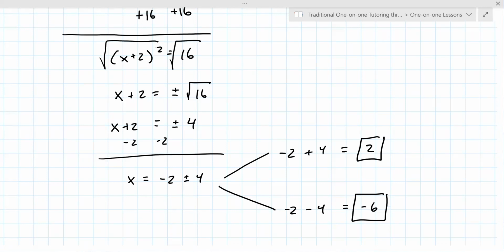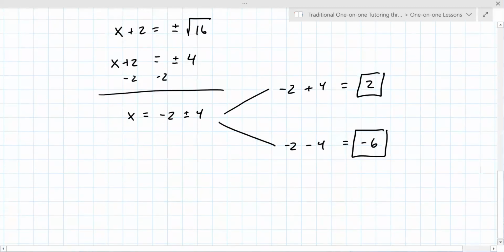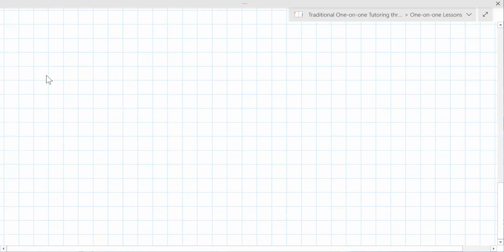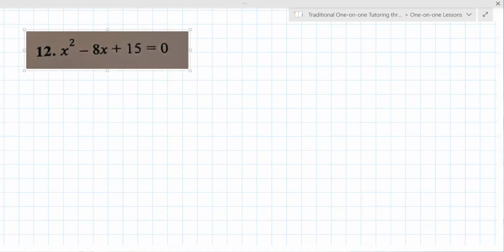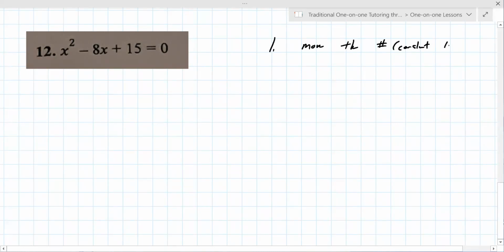All right, so we're going to do question 12, but this one's going to be more organized. Okay, so the very first step every time is you're going to move the constant to the right hand side. So this 15 is going to go over. You're going to subtract 15 from both sides.